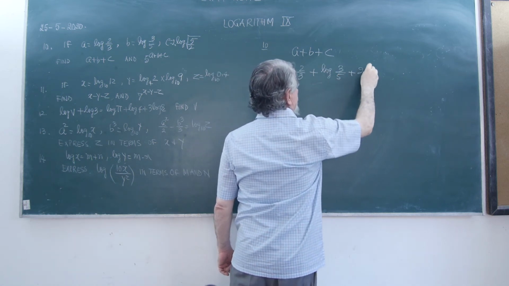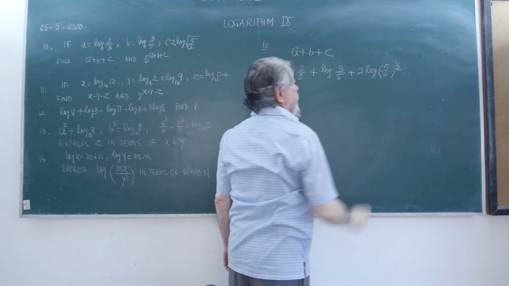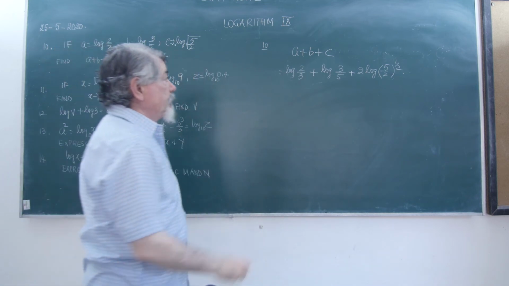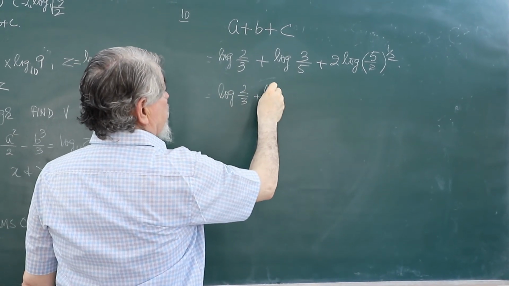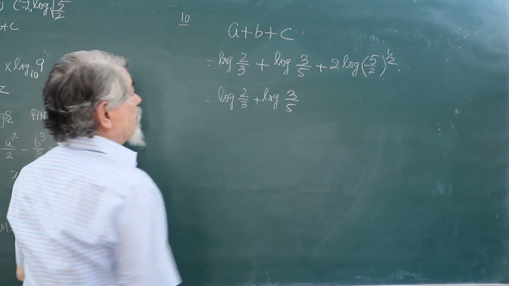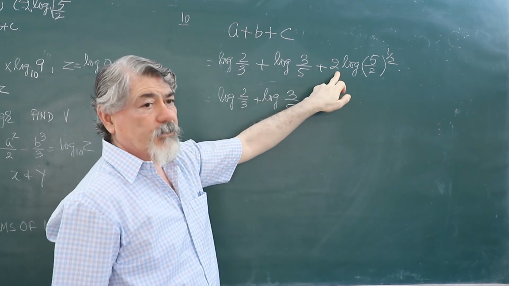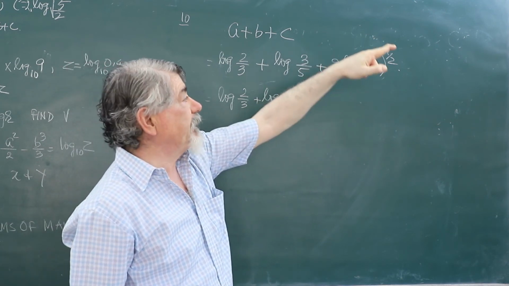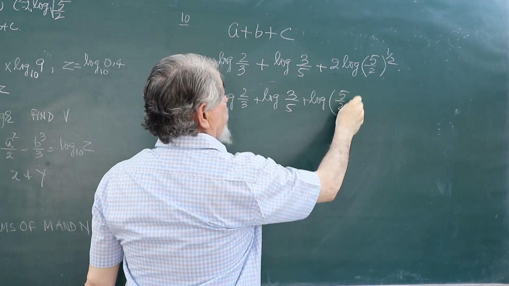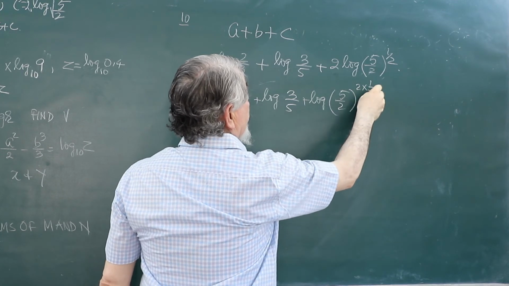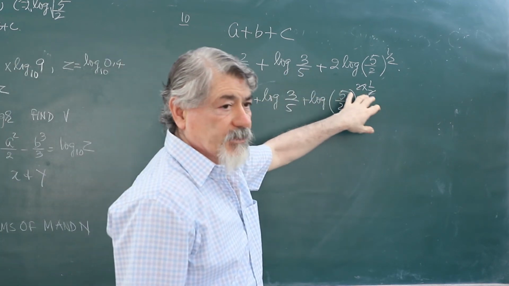2 log 5 upon 2 to the power half. It is under root, so let us take this multiple as the power. We will copy down log 2 upon 3 plus log 3 upon 5 because there is no complication here. Only here a multiple of 2 is there, so we'll take the 2 up. It will become log 5 upon 2 to the power 2 into 1 upon 2, and that will go also. So you've got simply log a plus log b plus log c.